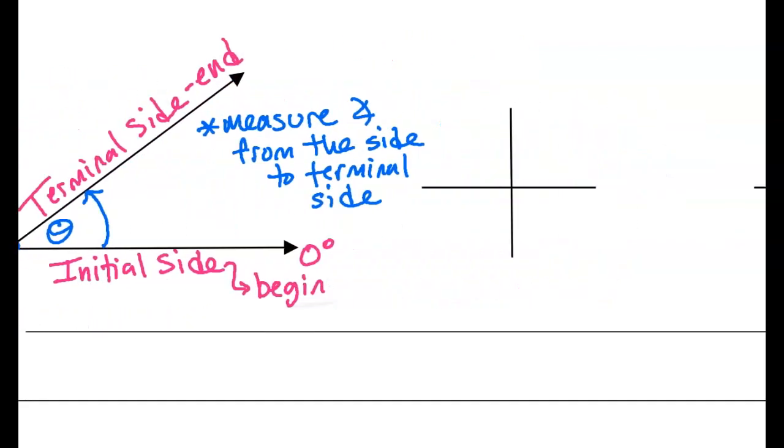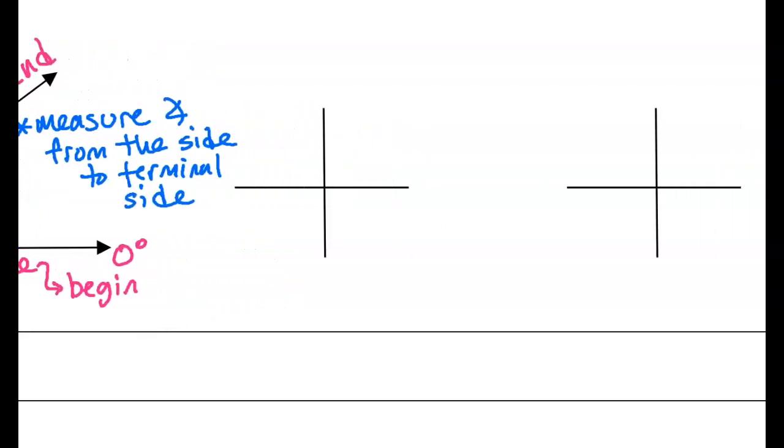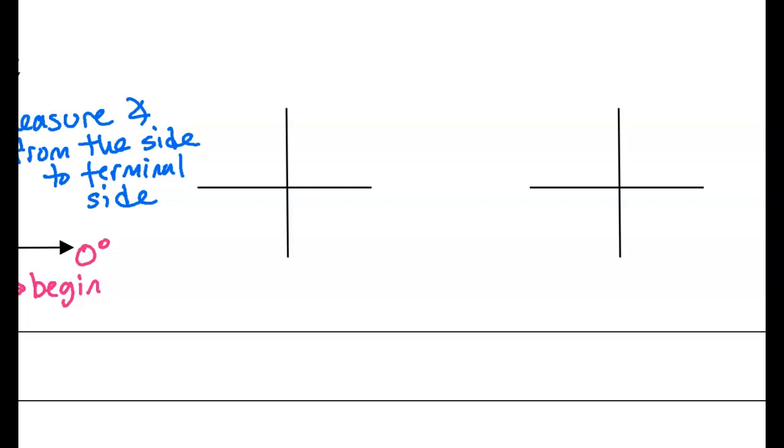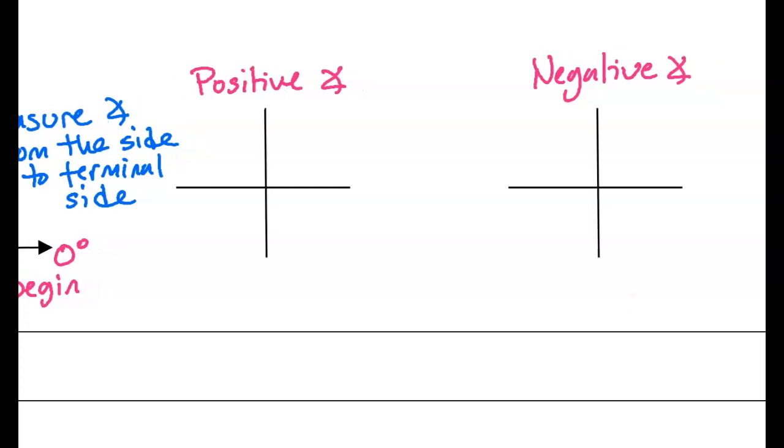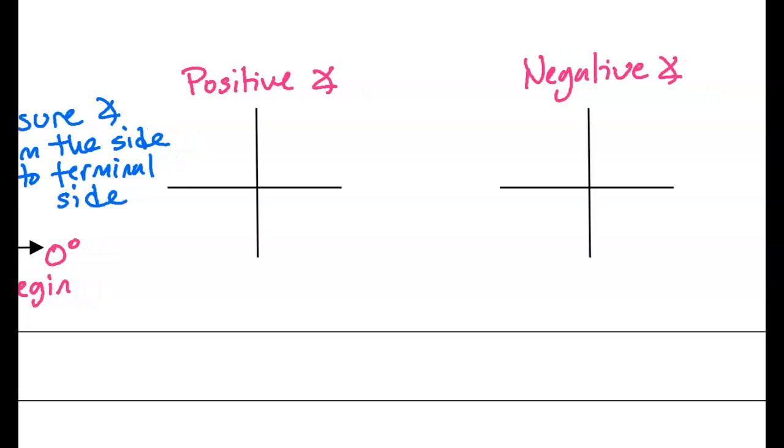So knowing that, there are also two different angle types that you can have. You can have a positive angle, and you can also have a negative angle. Now, a positive angle is always an angle from your initial side going counterclockwise, whereas a negative angle is always from your initial side going clockwise.